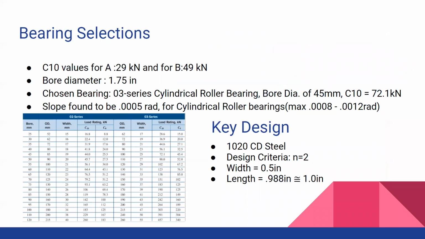So for our bearing selections, our C10 value for point A came out to be 29 kilonewtons, and for point B came out to be 49 kilonewtons. Our bore diameter came out to be 1.75 inches.